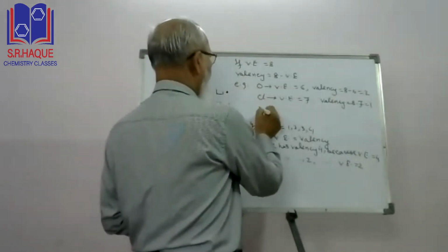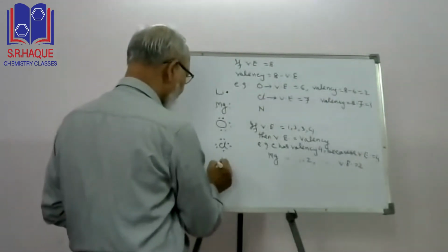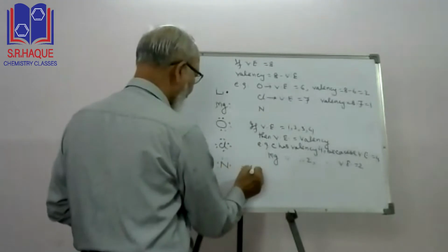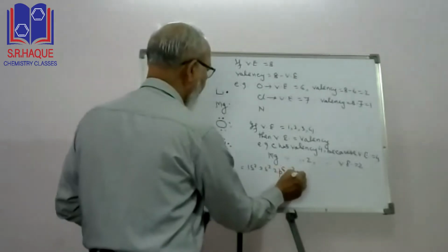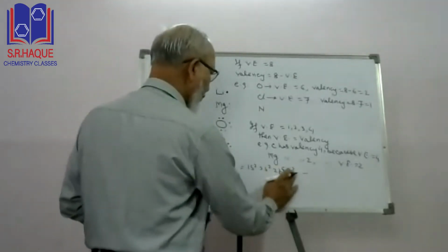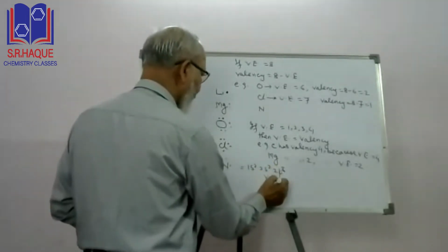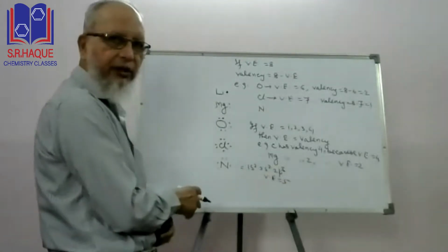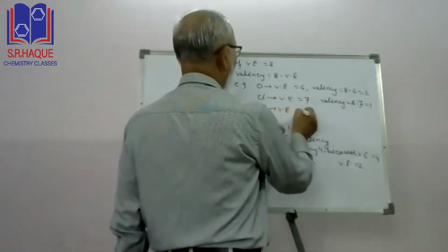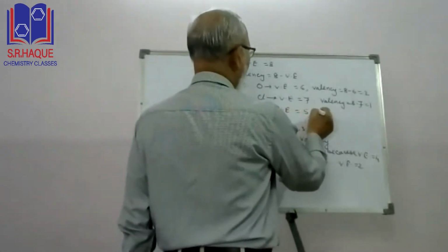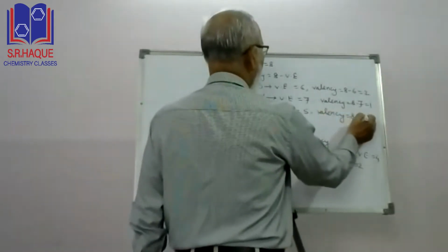And likewise, nitrogen is not represented here. Nitrogen has 5 valence electrons. Its electronic configuration is 1s2, 2s2, 2p3. Valence electron 5. That's why 5 dots are there. So in case of nitrogen, valence electron is equal to 5. Therefore, valency is equal to 8 minus 5, which is equal to 3.